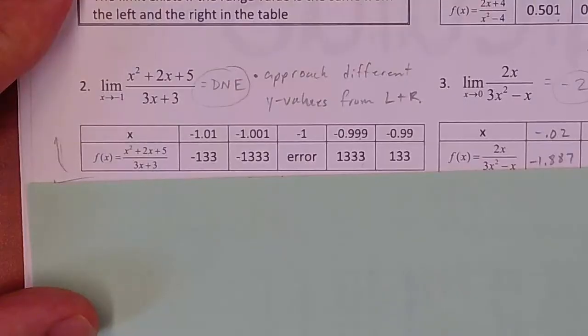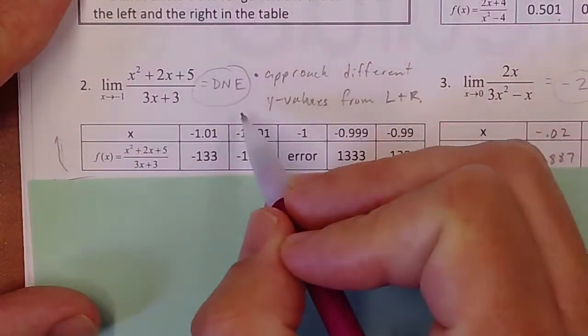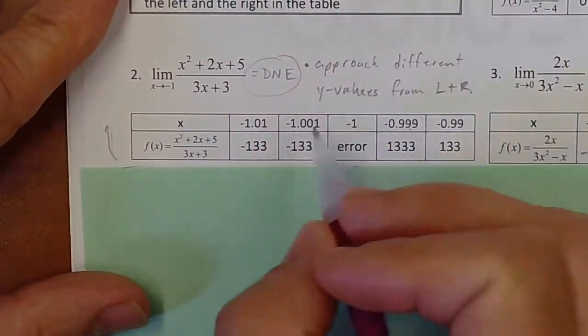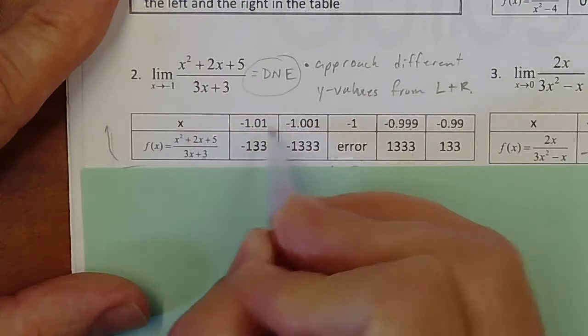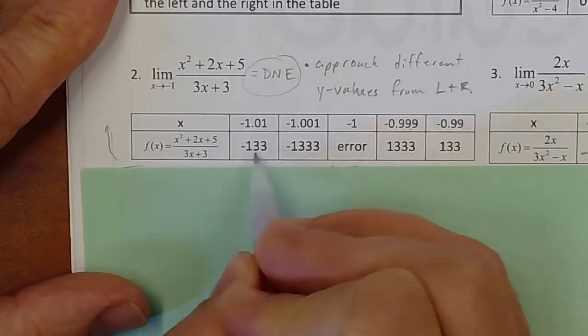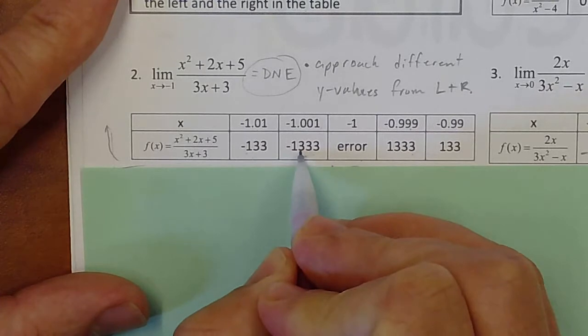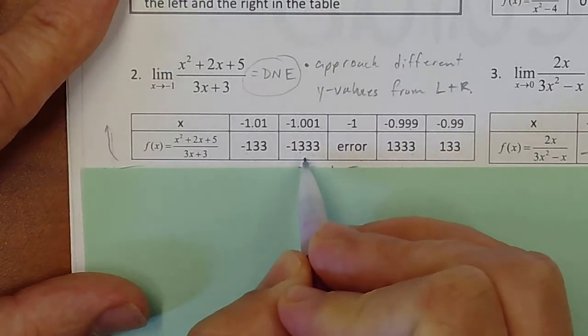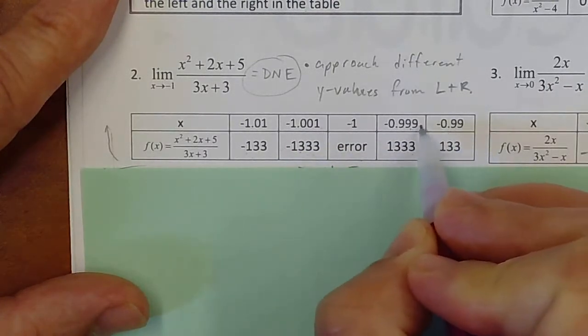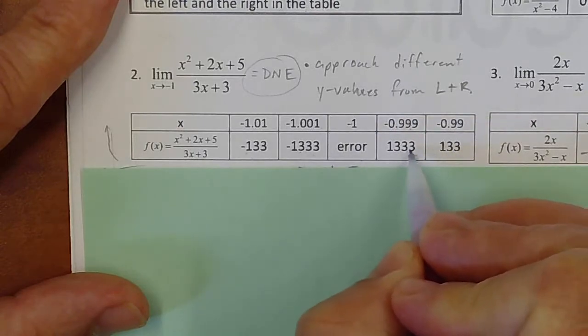All right, so this is a little different. Probably weren't quite ready for this, but it's okay. Let's go through what's happening here. So from the left, as x gets close to -1, look at these values. They're getting larger in the negative direction. And then from the right, as it gets close to -1, these values are increasing in the positive direction.